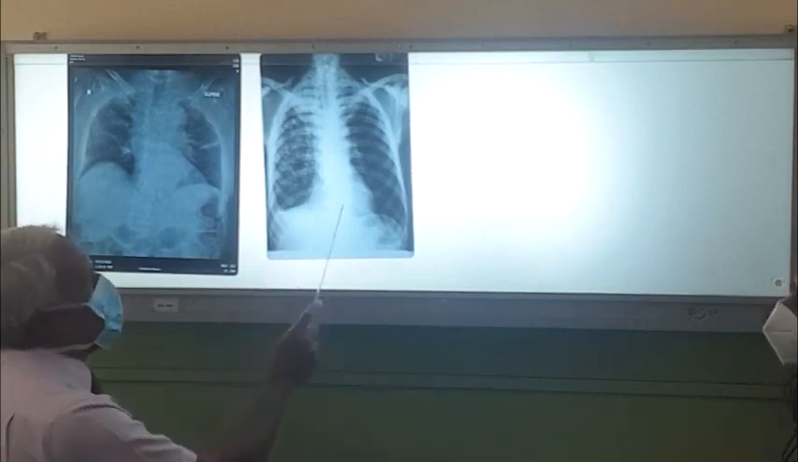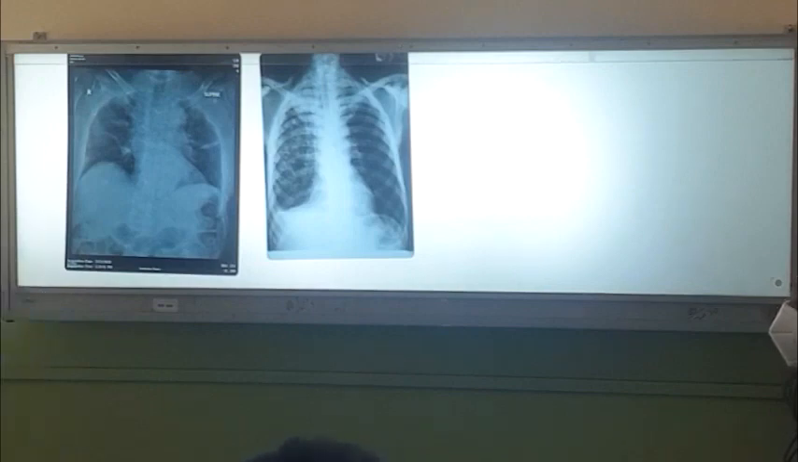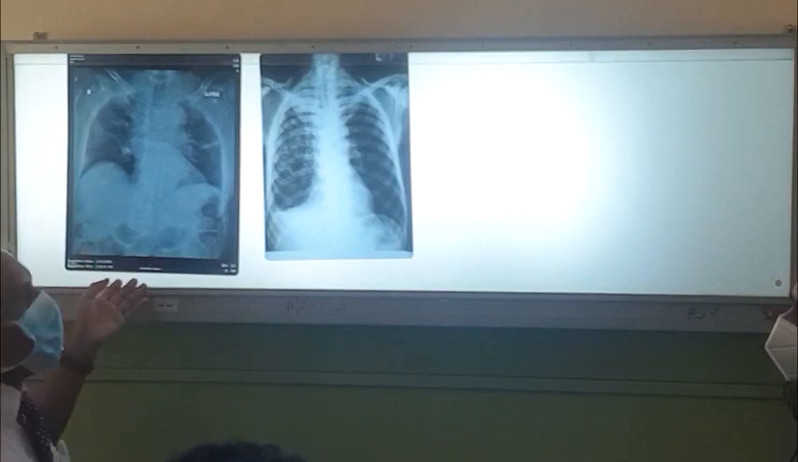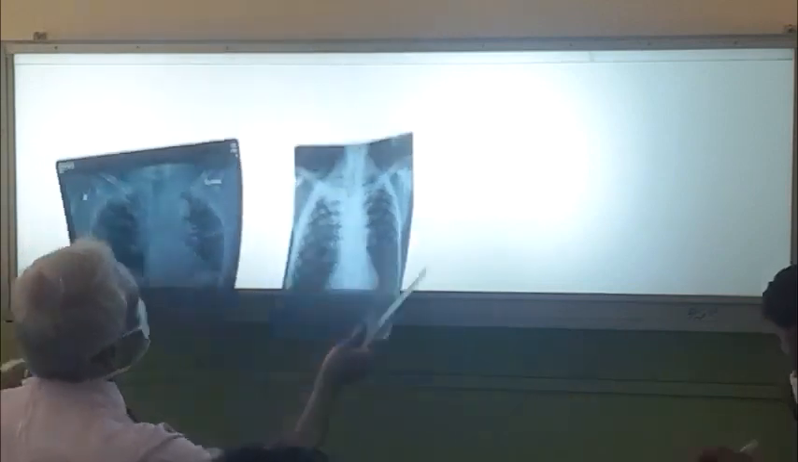So bone sclerosis like this, you can get with disseminated CA prostate, right? Chronic renal failure, and then the other one is fluorosis in the Anuradhapura area. Okay. So when you see X-rays, in addition to the lesions, you have to concentrate on bones also, the appearance of bones, right?